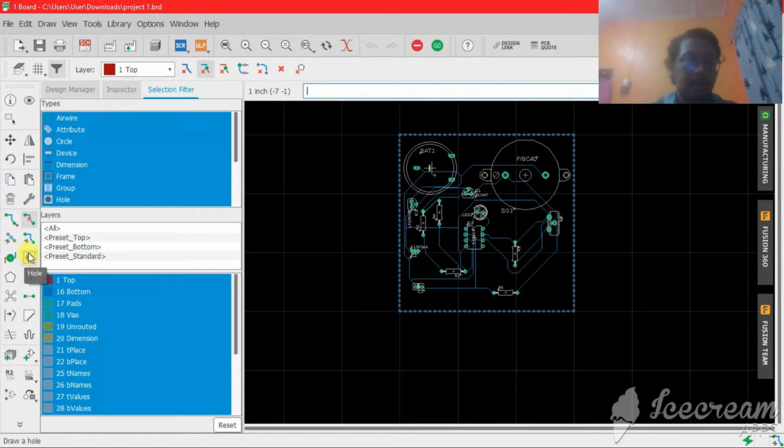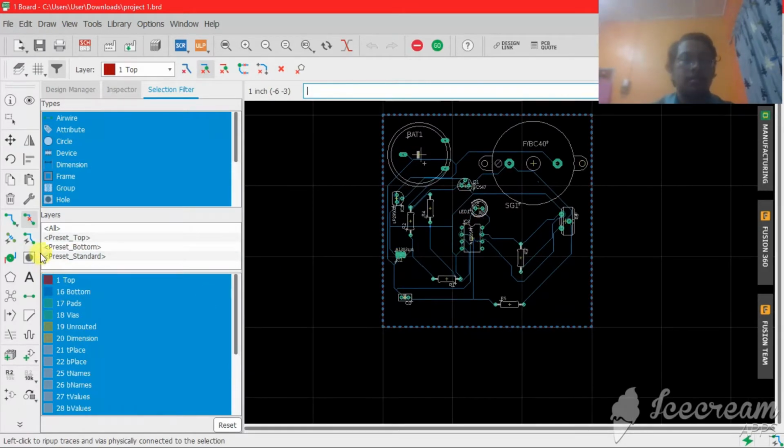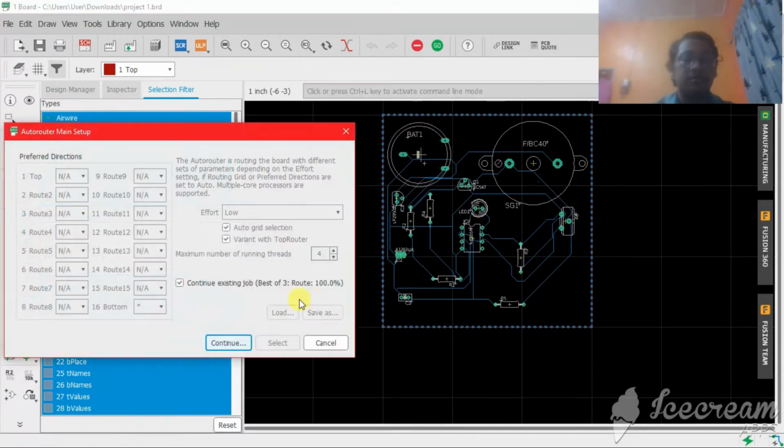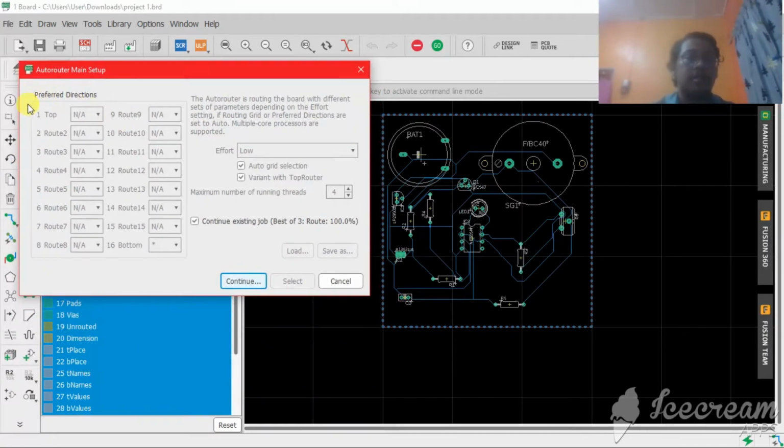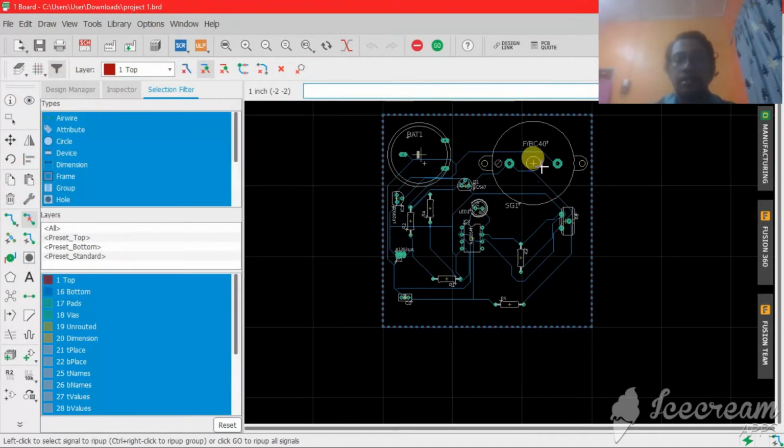And after that, we just run the auto router. And in the auto router, we're going to use this as our preferred direction. Everything is not available and only using the star. And we're going to get a result like this.